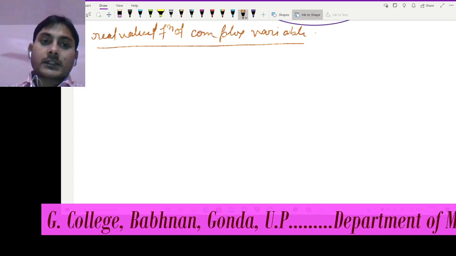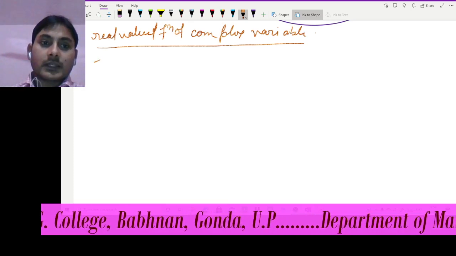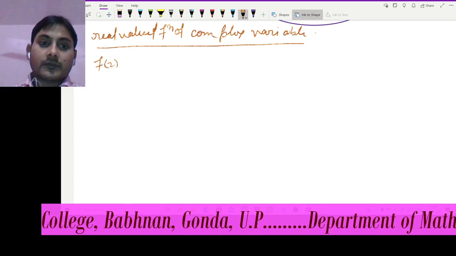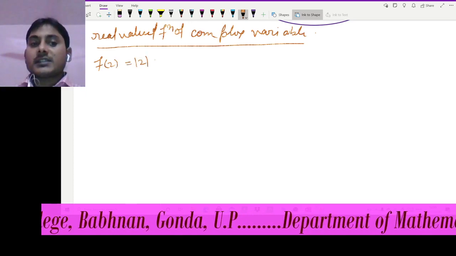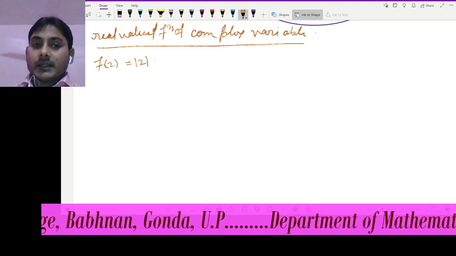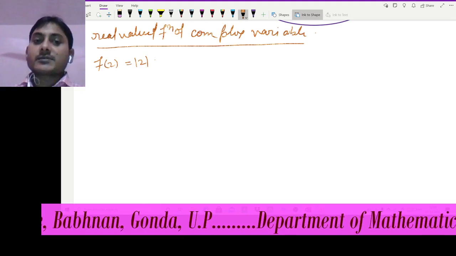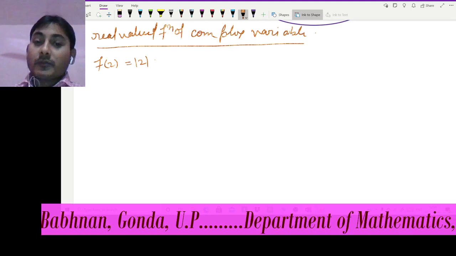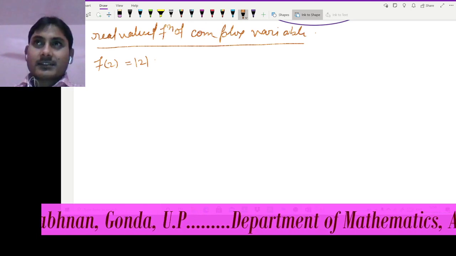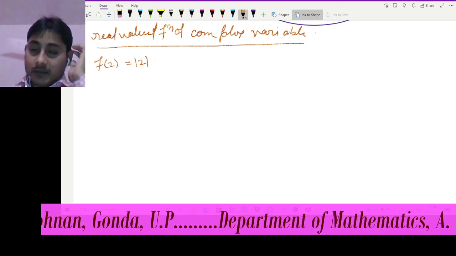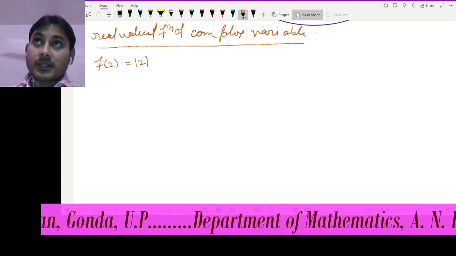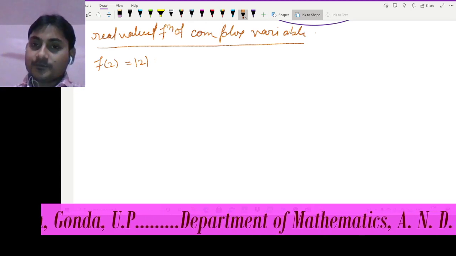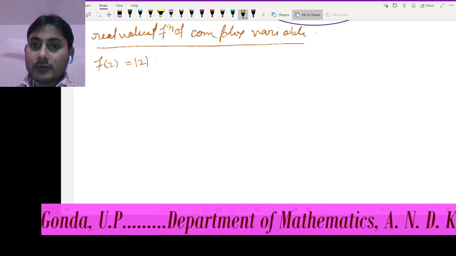So what is the function? Suppose you take this particular function f of z is equal to mod z. Is it differentiable? This is my question. Before moving further, there is another way of writing the differentiability that I would like to point out.